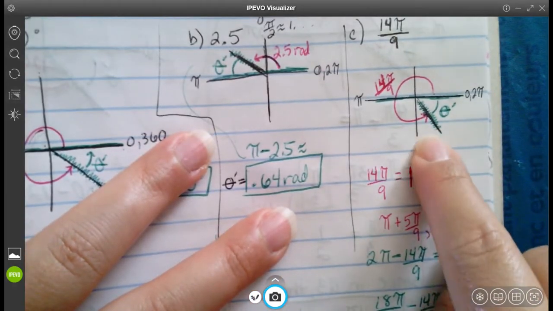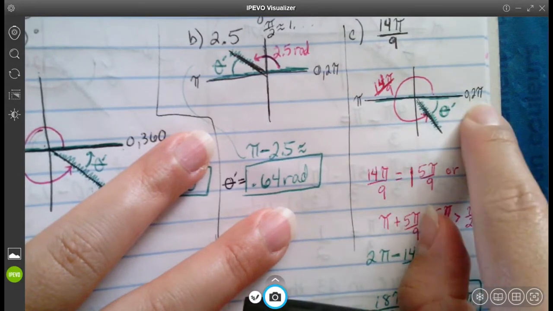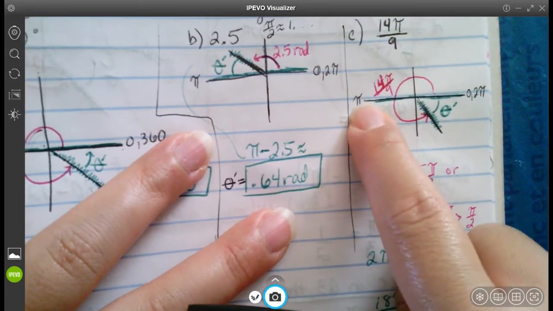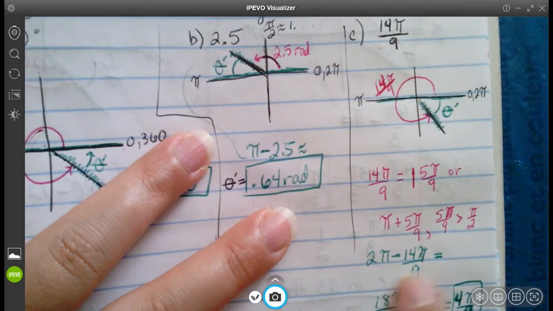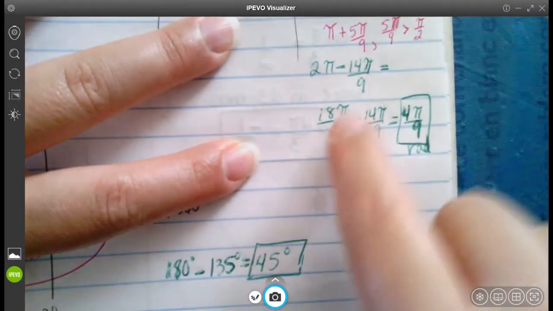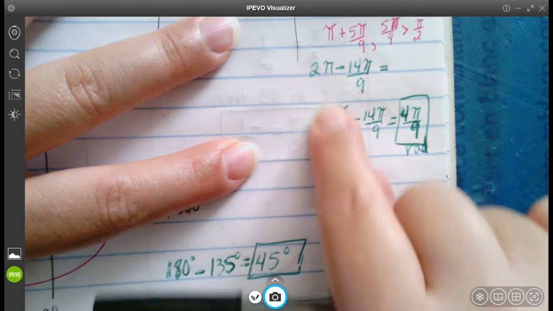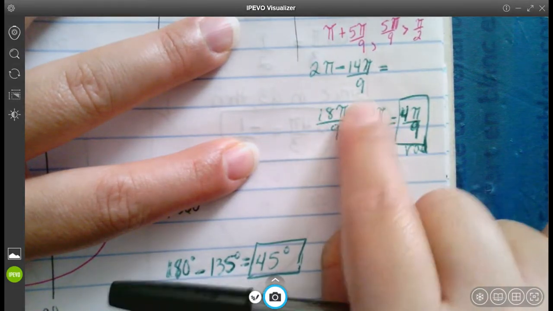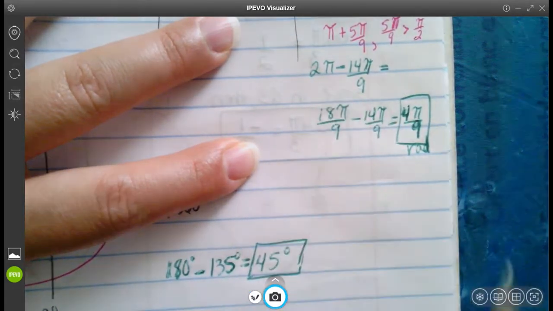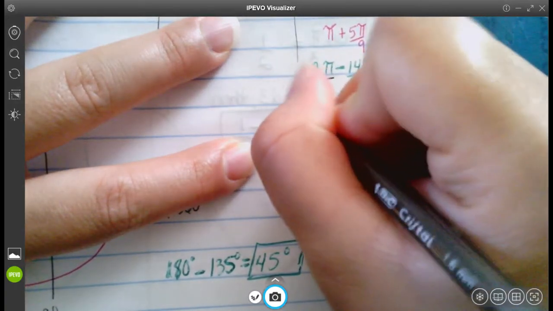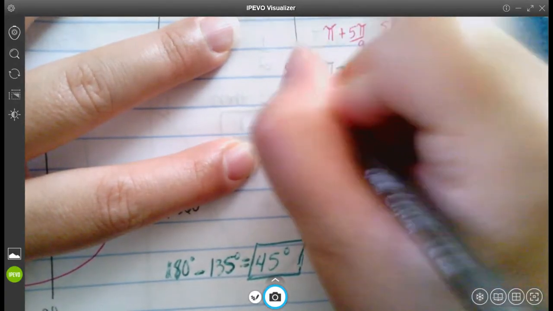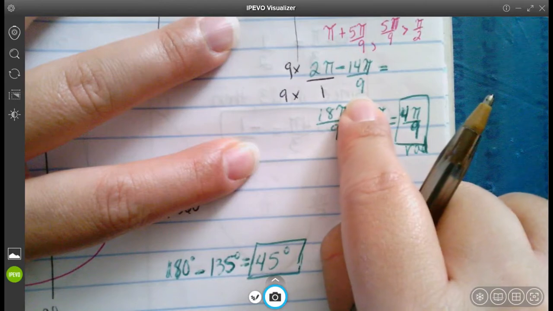Once we've done that, we can see that this angle is closer to 2 pi than it is to pi. So that's what I'm going to subtract. 2 pi minus 14 pi ninths. And that gives me the following. We have to change 2 pi into a common denominator. So I multiplied this one times 9 to give me the common denominator of 9.